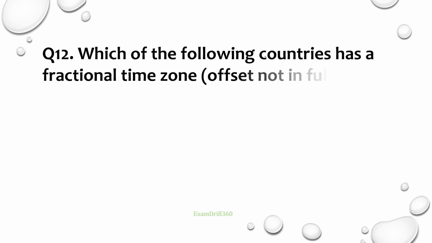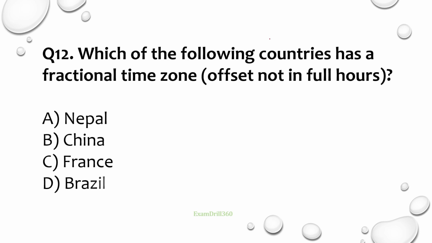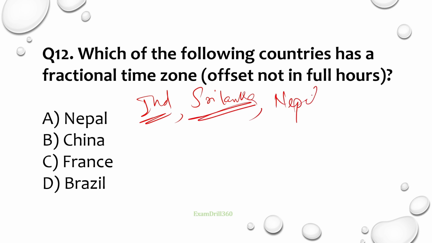Next. Question number 12. Which of the following countries has a fractional time zone offset not in full hours? Several countries and regions utilize time zone offsets that are not in full hour increments, meaning they have a fractional component such as half an hour or a quarter of an hour, like that. So even India follows the same. India and Sri Lanka and which country? Nepal, Myanmar as well.